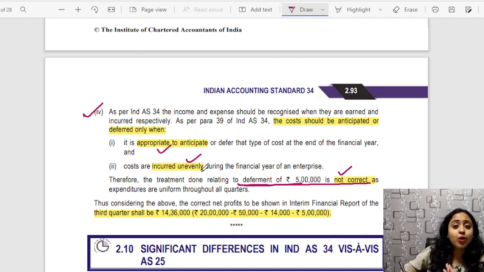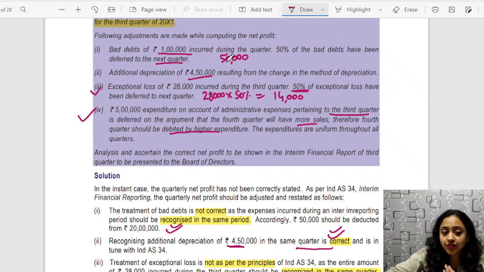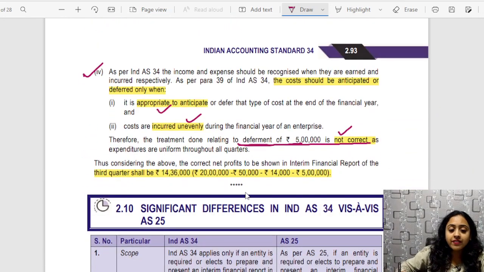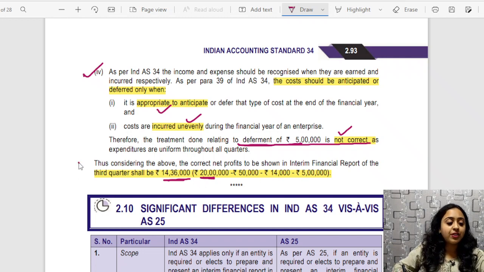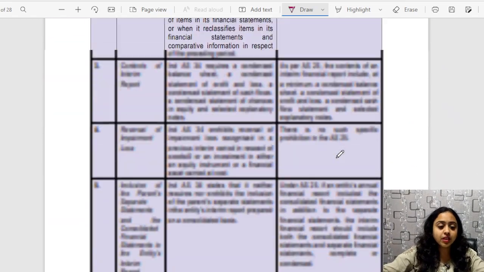So finally, what you need to do? You need to deduct 50,000, 14,000, and finally 5 lakh. So 5 lakh 64,000 must be deducted. This is the amount that should be deducted. Okay, and net profits were 20 lakh. If 5 lakh 64,000 is deducted, then the new net profit is 14 lakh 36,000.